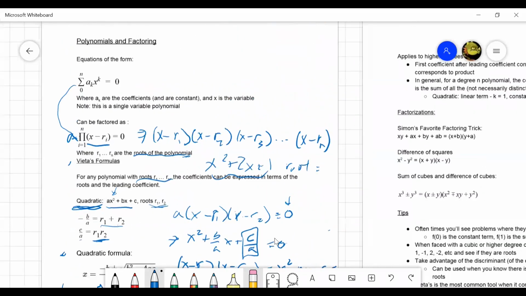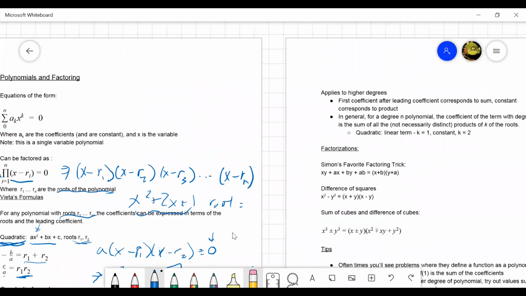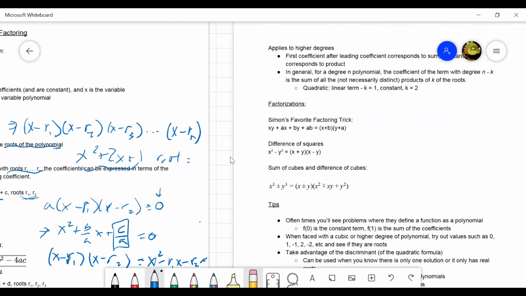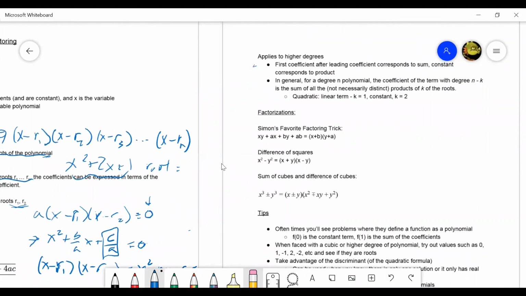And Vieta's can be generalized to higher degrees. I wrote it down up here. The first coefficient after the leading coefficient, the coefficient of x to the n minus 1 if the polynomial has degree n, corresponds to the sum. So negative b over a is always going to be the sum of all the roots, no matter how many roots there are.